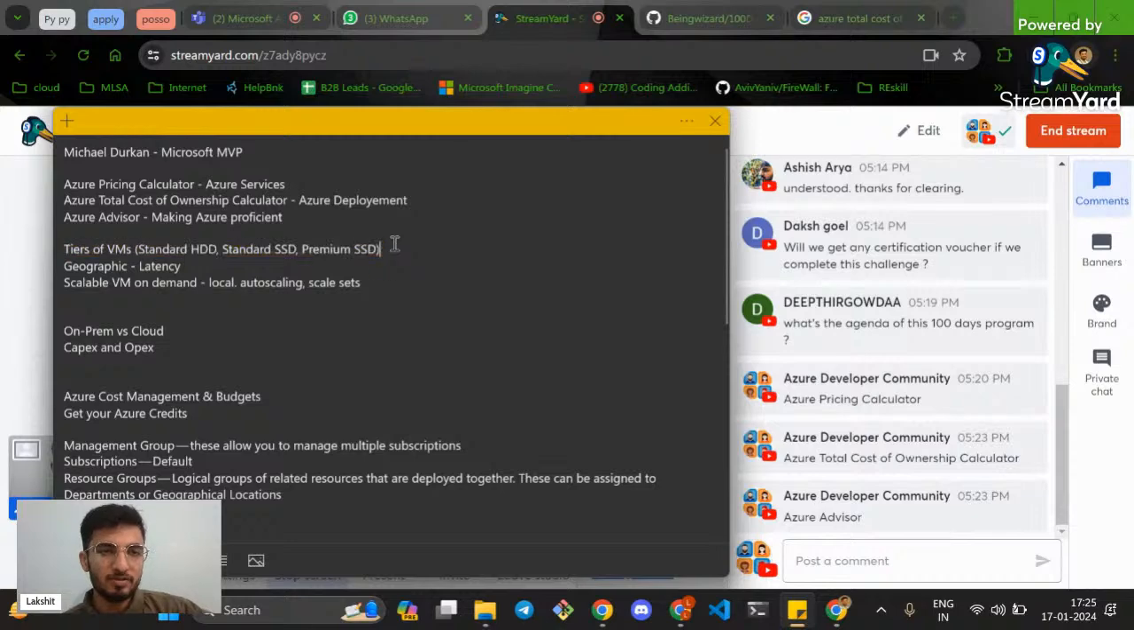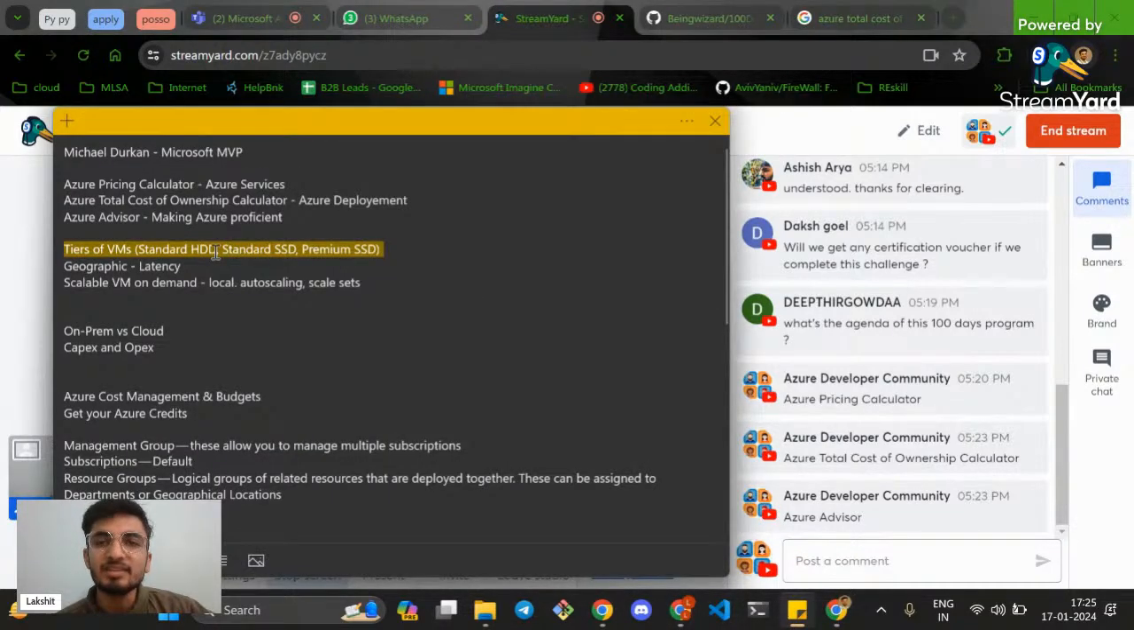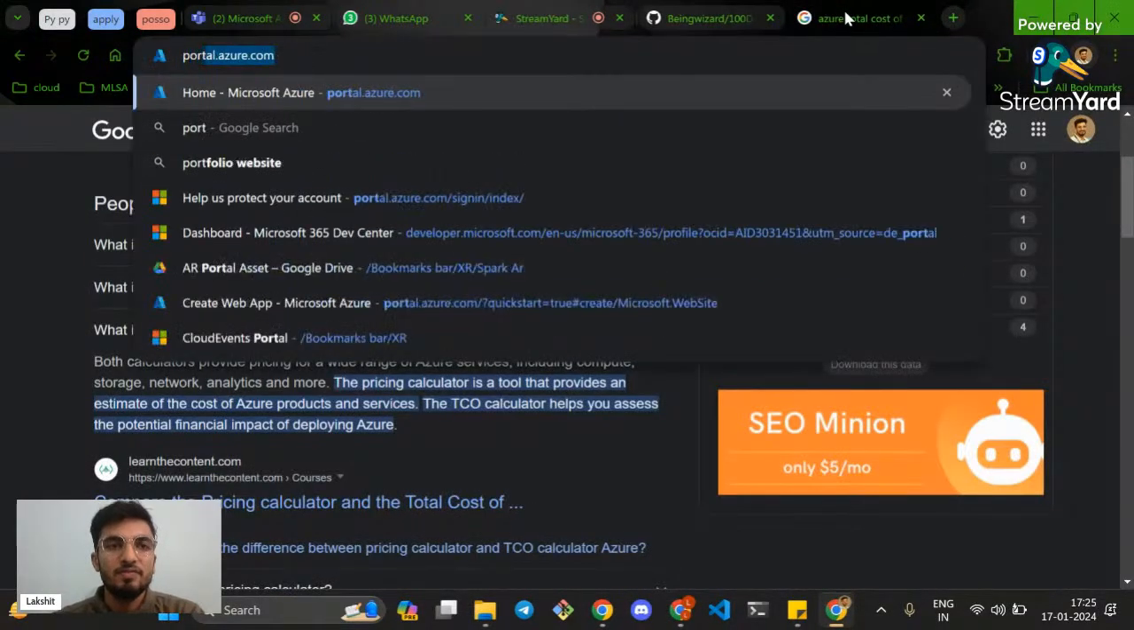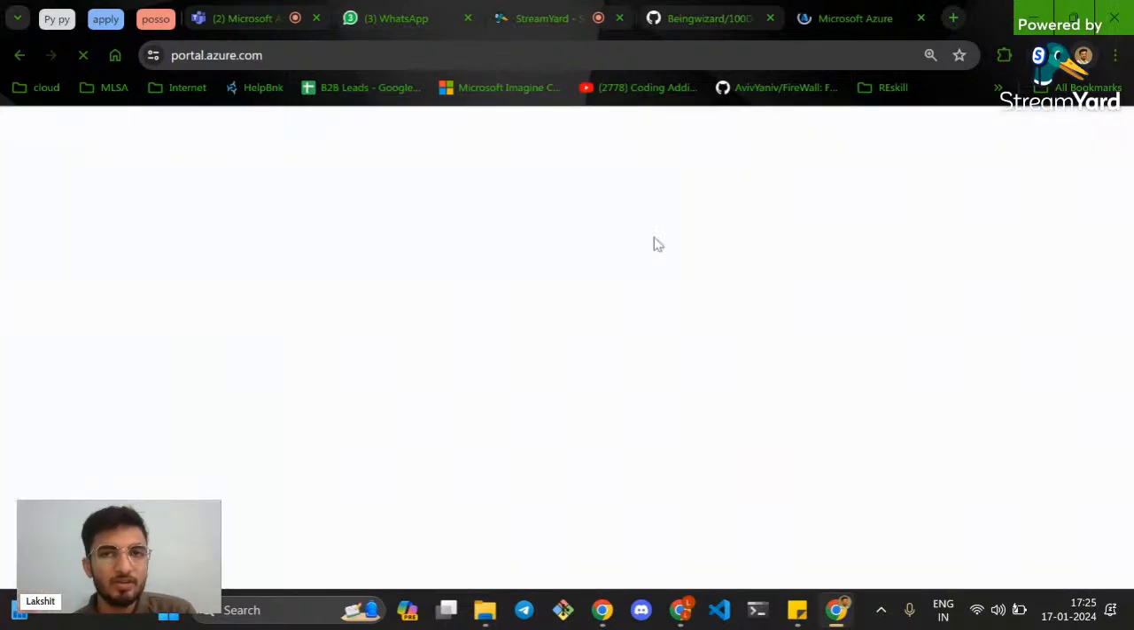Now there are a couple of things that you need to understand when you are talking about Azure budgets and cost management, and there are a couple of metrics that we consider, like tiers. Pricing tiers. What kind of pricing tier you want to explore? Suppose we go to portal.azure.com, I'll quickly show it to you. Every pricing tier has different configurations, and you have to understand what kind of configuration is required for your usage. Which service and which pricing tier will be best for you. You have to understand these things.